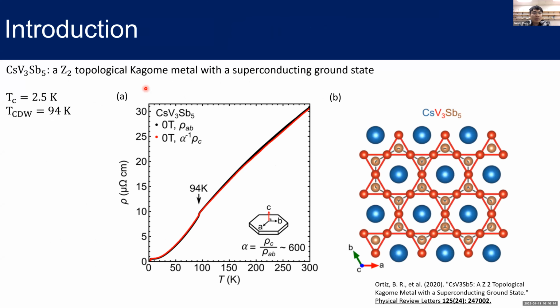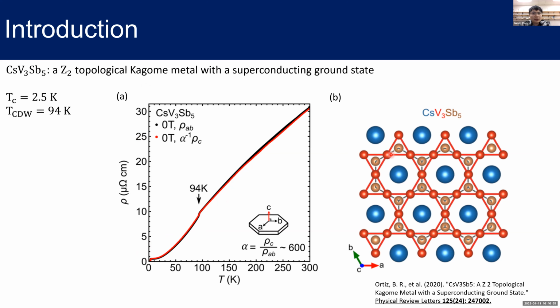First, this cesium compound is a Z2 topological Kagome metal with a superconducting ground state. Figure A here shows the cooling down process. At around 94 Kelvin, we will see the first transition. This is a CDW, charge density wave, transition. And if we keep cooling, we will see the next transition at around 2.5 Kelvin. This is a superconducting transition. And figure B here shows the crystal structure, which is a layered Kagome metal.